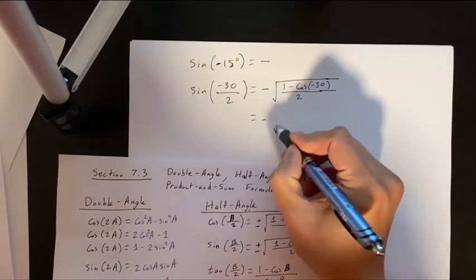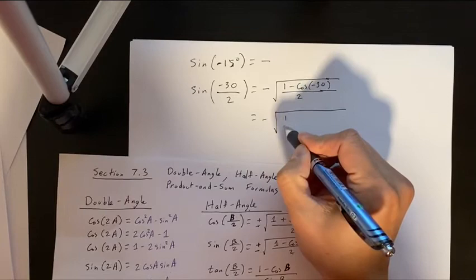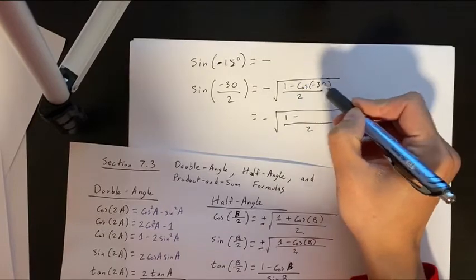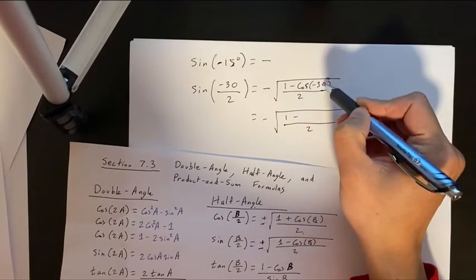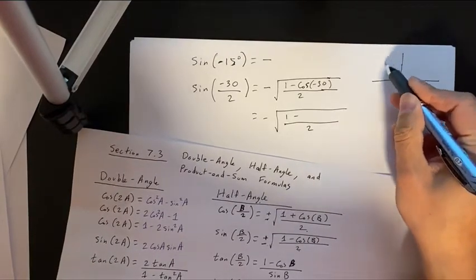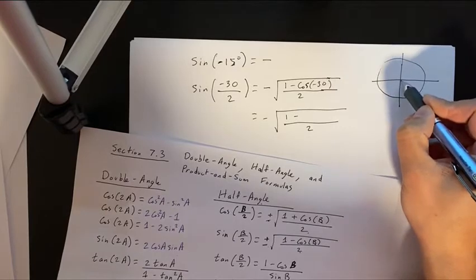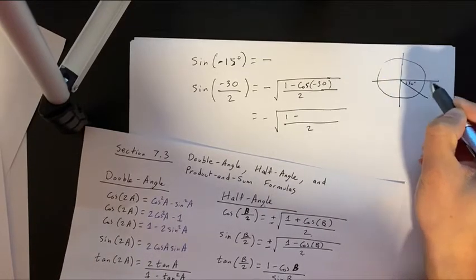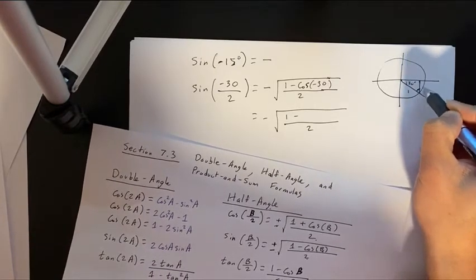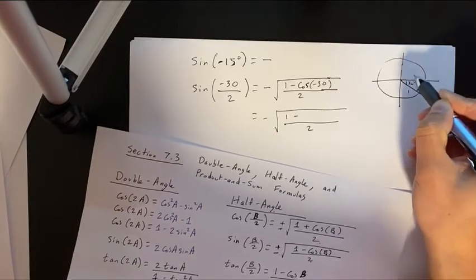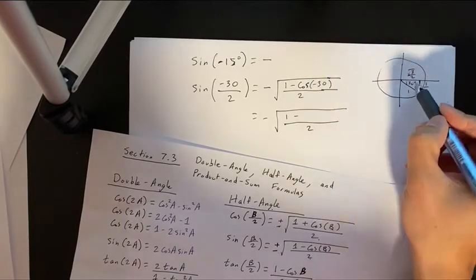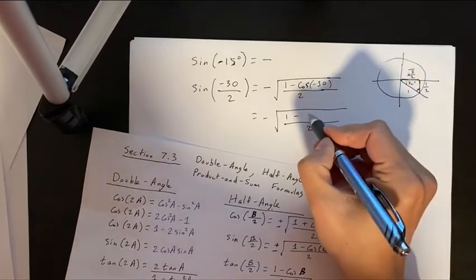Okay, so what is cosine of negative 30? This is something that we can evaluate by hand. It is in the fourth quadrant. And if you're in the fourth quadrant with angle 30, then this guy is 60, so the 1/2 must be over here. This guy is root 3 over 2. So cosine of negative 30 is going to be a positive root 3 over 2.